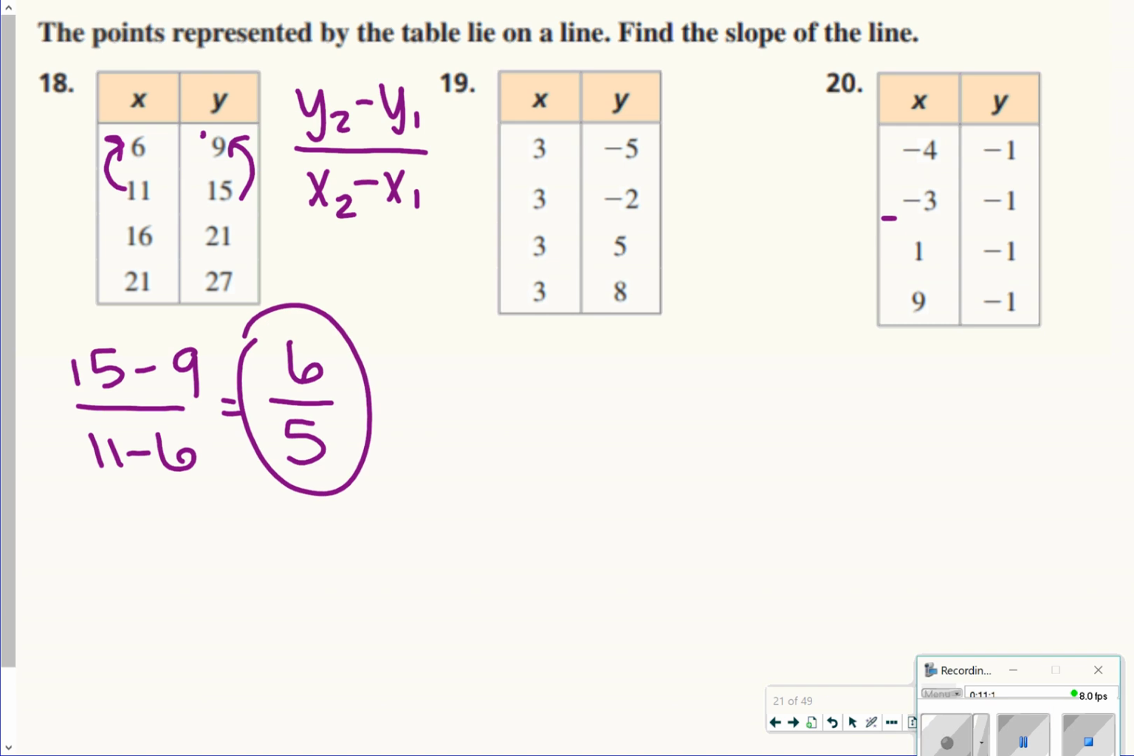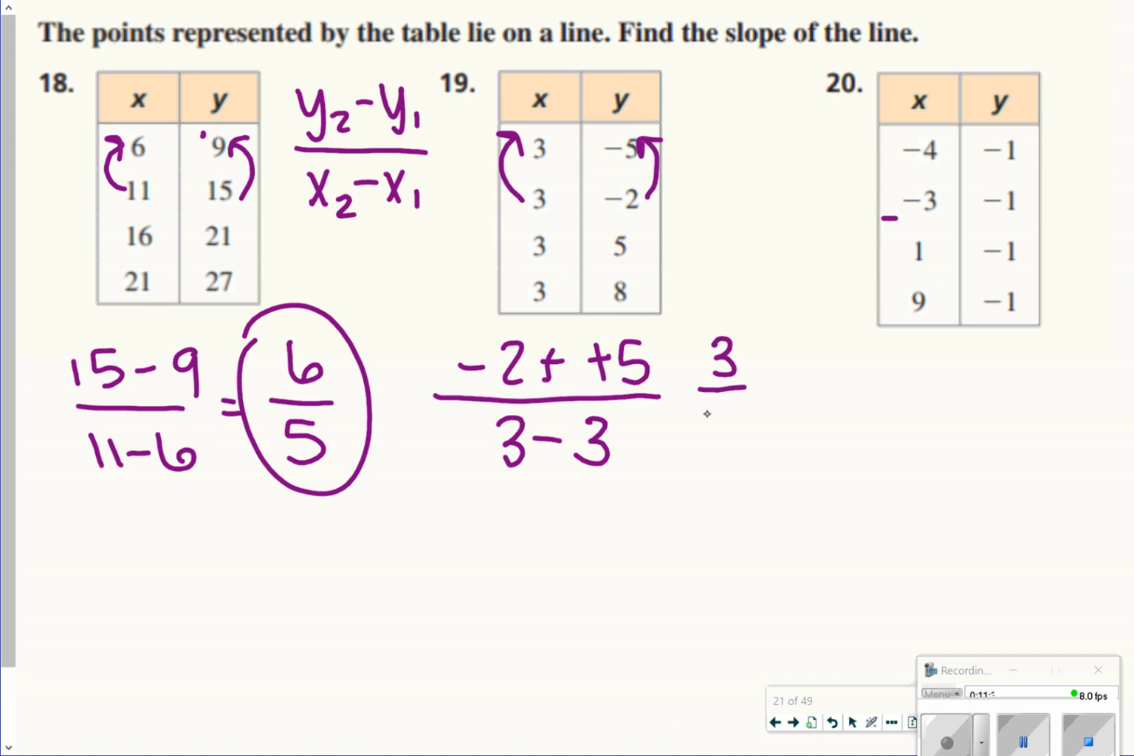Number 19, I'm just going to use, again, the first two. So I'm going to do -2 minus -5. Remember, you do the minus negative for that. Don't forget it. And then for x, I'm going to do 3 minus 3. -2 minus -5 actually changes to -2 plus 5. So that would give us 3, but then 3 minus 3 gives us 0. And since 0 is on the bottom, our number 19 would be called undefined.